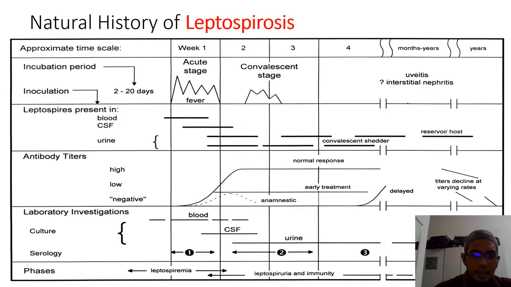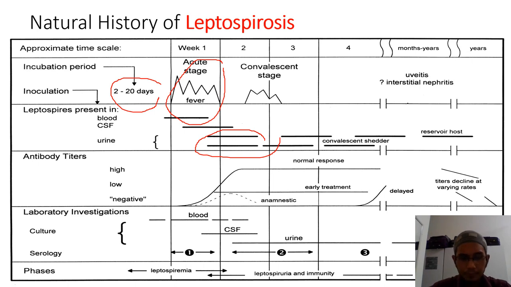Regarding the natural history, just something to highlight: the incubation period is around 2 to 20 days. Leptospira can be found in the blood during the first week, the acute stage. But after the second week, from about day 10 onwards, you can find the infection in the urine. So it is very important to determine what test or what sample to take. Is it a urine sample? Is it a blood sample?